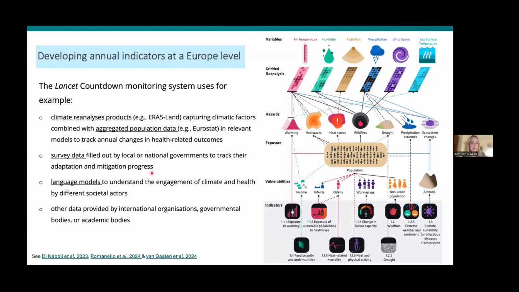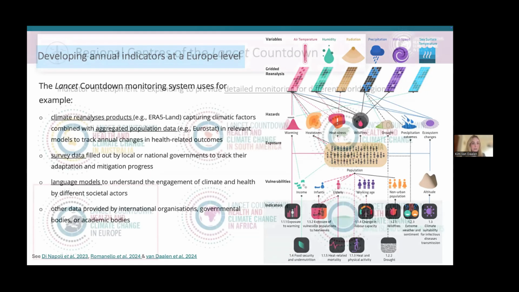So how, for example, politicians engage with climate change and health if they give EU Parliament speeches, or how the media engages with climate change and health. And we have also a range of different other data that is provided by international organizations, governmental bodies, and academic bodies. So things such as air conditioning: how many people in a country have air conditioning or access to air conditioning.